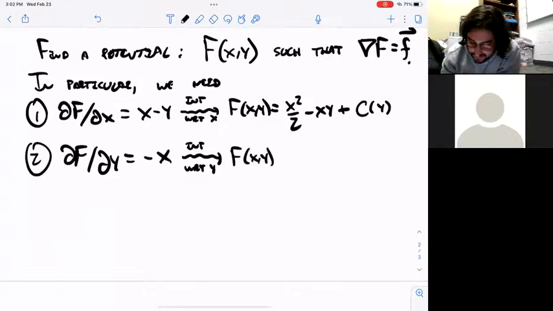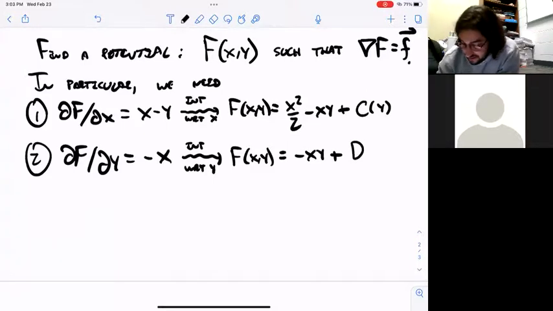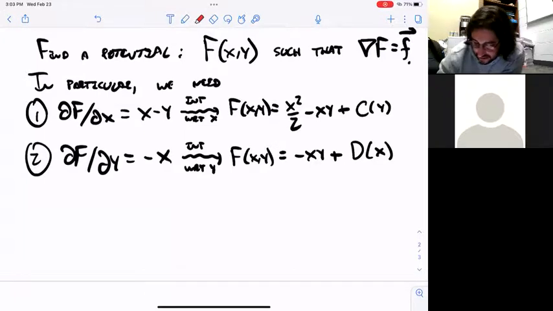Similarly, on this second equation, I can do an antiderivative with respect to y. So I get the antiderivative of negative x is negative xy plus, let's say, some constant of integration d. But this constant of integration can be any function of x because I'm doing a partial derivative with respect to y. Plus d of x would vanish when you do partial y, right? So this is what I said before: rather than looking at a general algorithm, it's easier to just show in an example how you can figure out what the potential is.